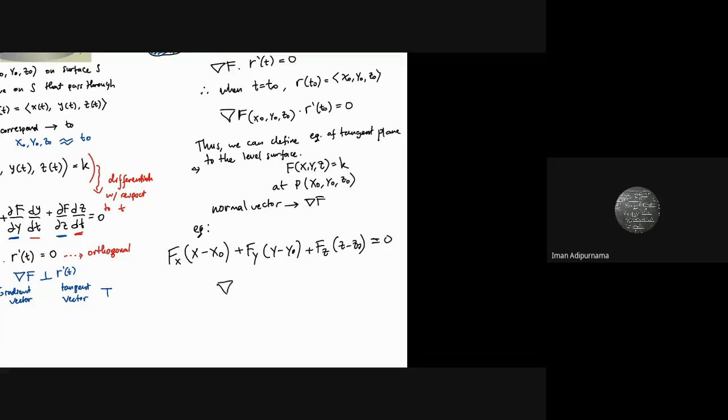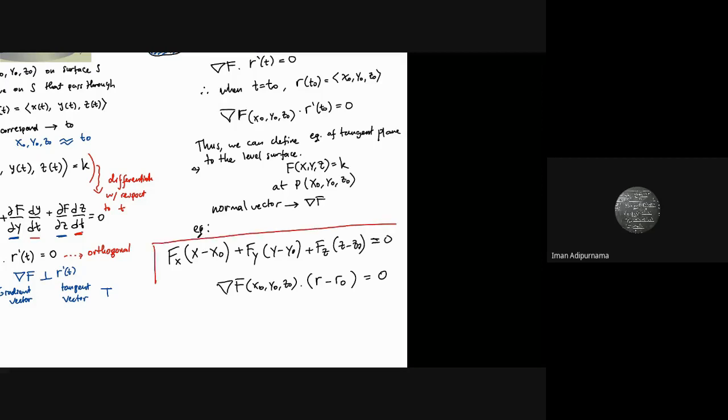Or we can write this in terms of the gradient vector at point P dot (r minus r0). We can set up a dot product. So this is the general equation.